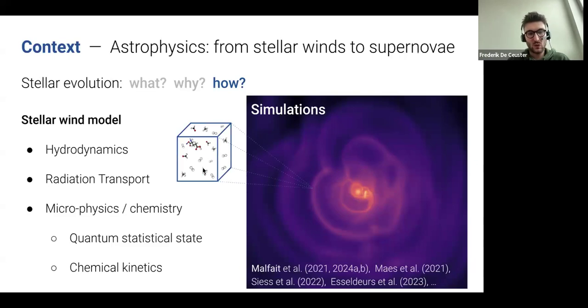And then finally, there is also a whole bunch of microphysics and microchemistry going on in each individual cell in these simulations. So for instance, we need to know the quantum statistical state, because that will determine how these things actually interact with light. And also we need to know the chemical kinetics, because if we're interested in what chemical output we will get from these models, we need to trace the chemistry throughout these models. But it will turn out that doing the chemistry in these models is actually computationally a very demanding process. And that's where the surrogate modeling will come in later in this talk.